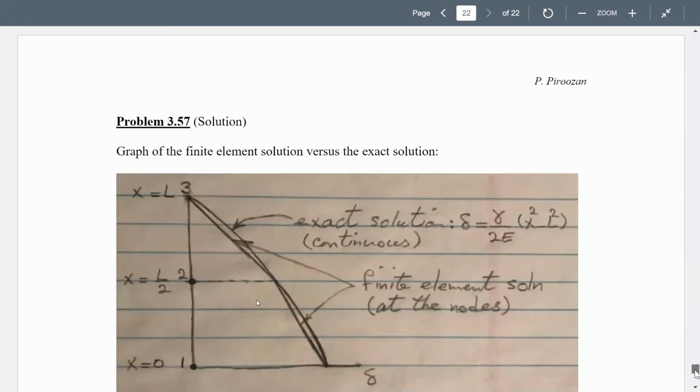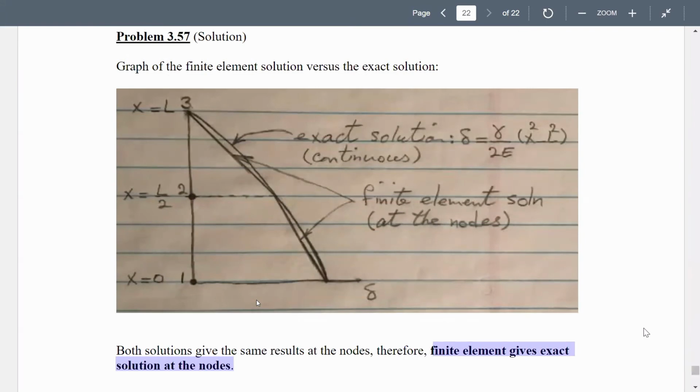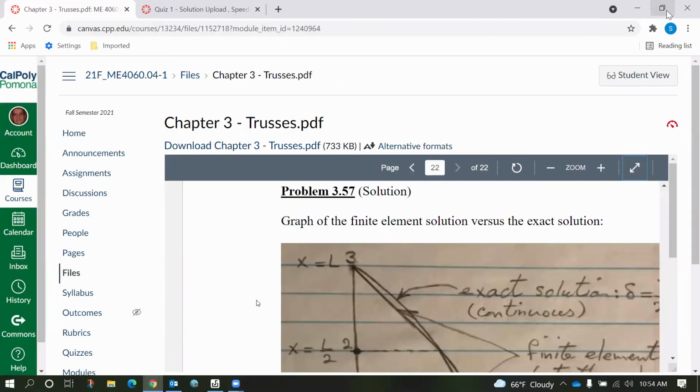All right, any questions? We finished with chapter 3. That was the last discussion on chapter 3. Any questions? All right, if no questions, we are done with this one.